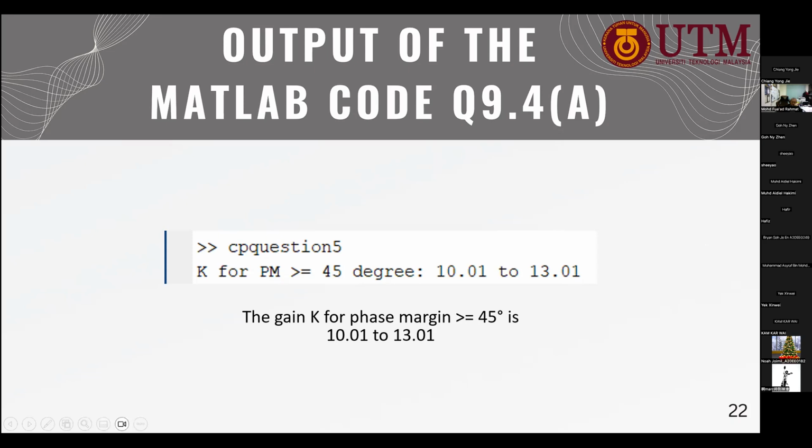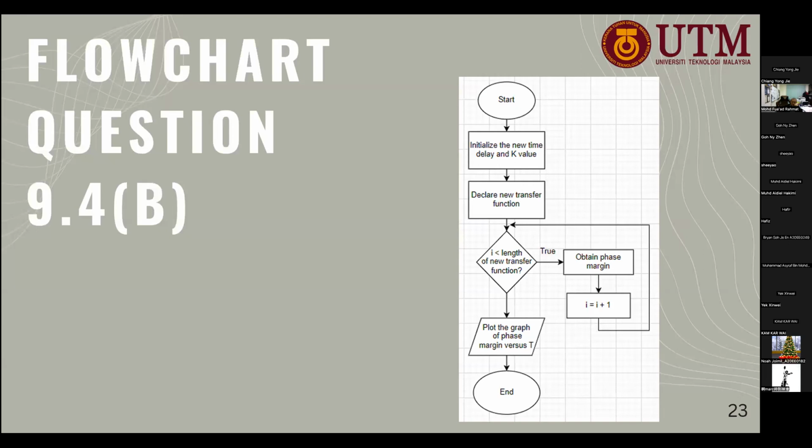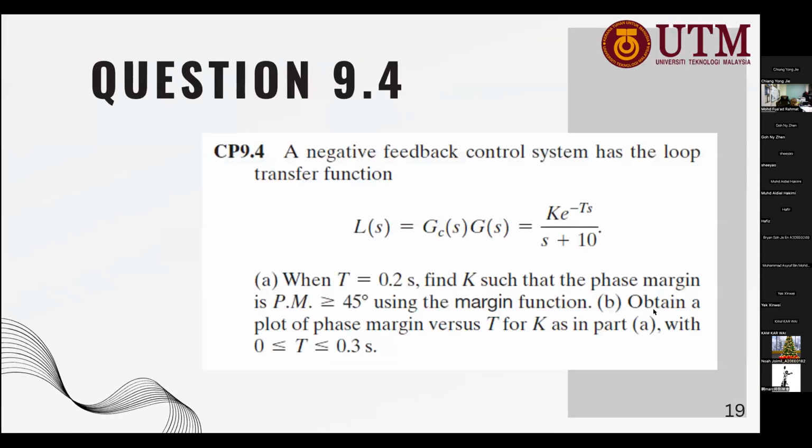So there's question B for 9.6. Back to the question. For question B, we need to plot the phase margin versus t, which is the time, for the k we found in part A, with the t range from 0 until 0.3 seconds.